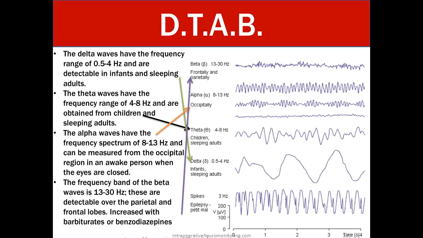So the delta wave has the frequency range of 0.5 to 4 hertz and is detectable in infants and sleeping adults. The theta waves have a frequency range of 4 to 8 hertz and are obtained from children and sleeping adults. The alpha waves have the frequency spectrum of 8 to 13 hertz and can be measured from the occipital region in the awake person when the eyes are closed. The frequency band of the beta waves is 13 to 30 hertz. These are detectable over the parietal and frontal lobes, increased with barbiturates and benzodiazepines.